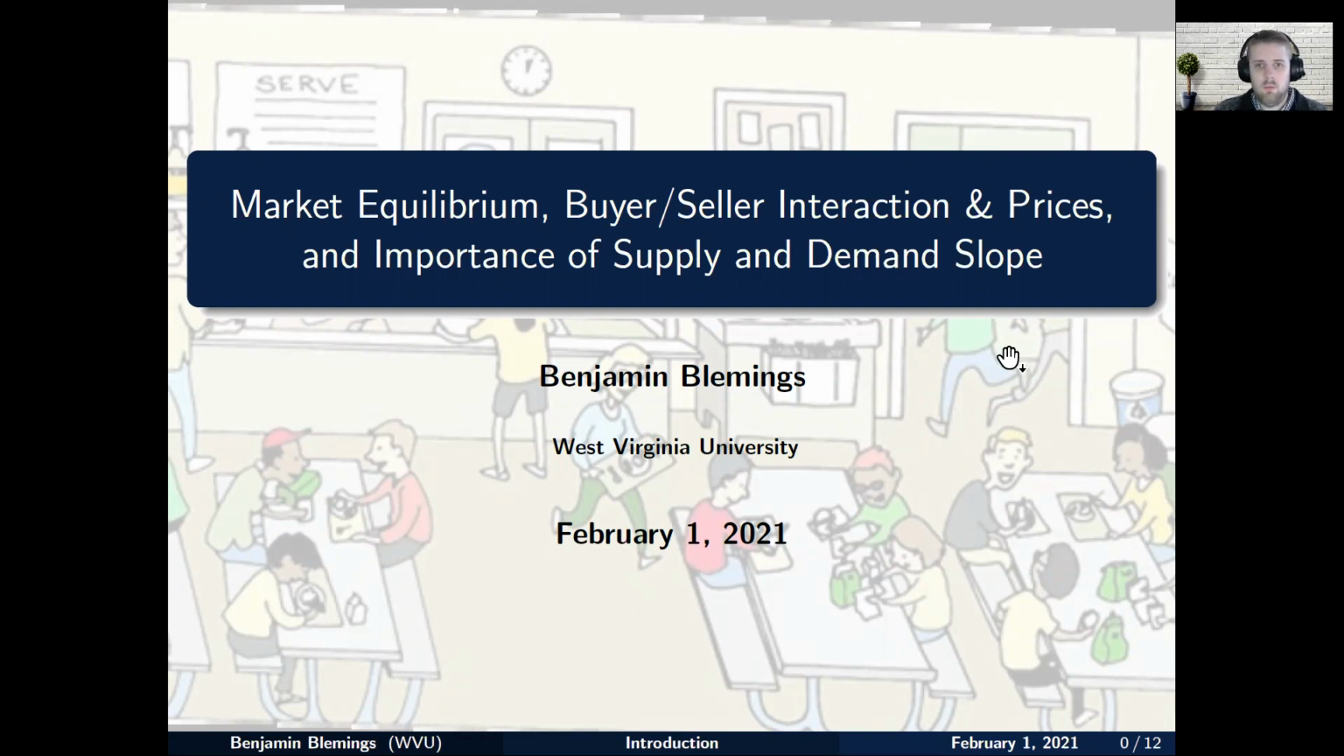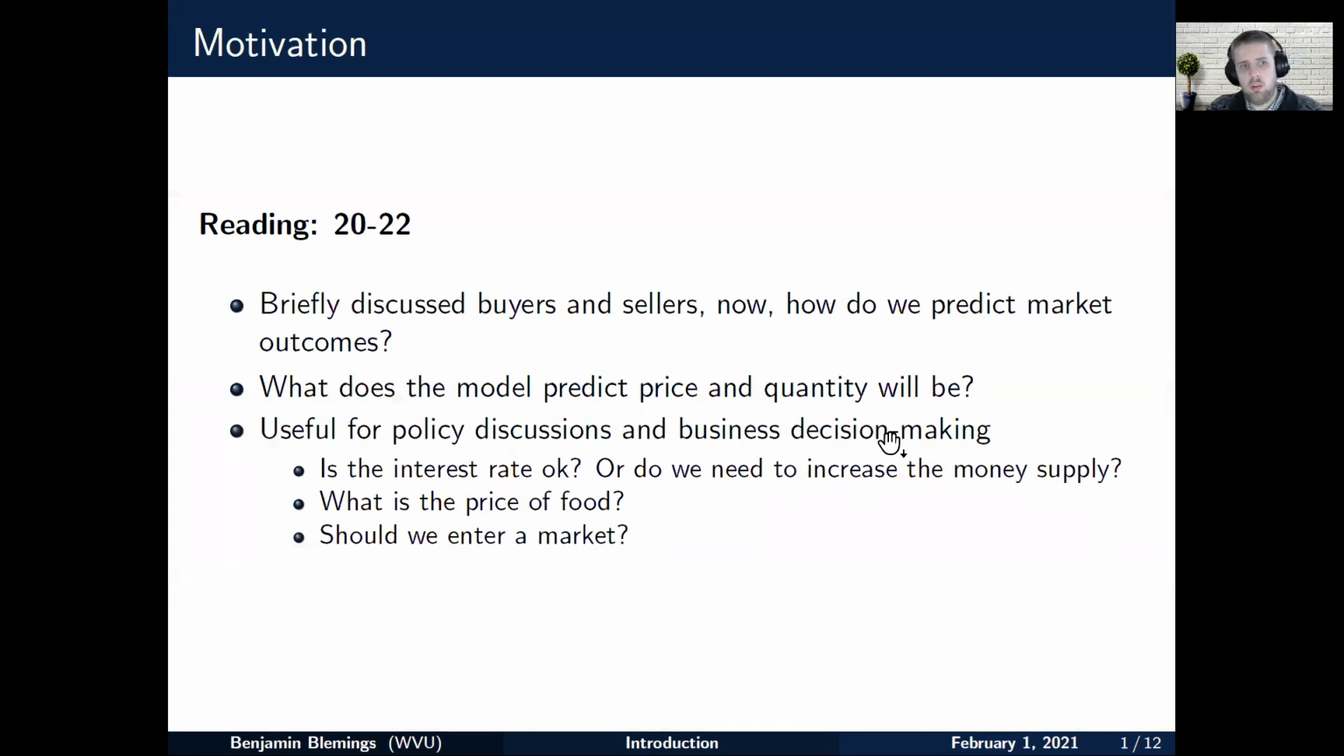So, before this lecture, you should be reading pages 20 to 22 in your book. This is roughly the section that corresponds to equilibrium. So we've briefly discussed buyers, demand, and seller supply. Now we need to know, how do we predict market outcomes? What does the model predict price and quantity will be when we've got buyers and sellers making trades in a market? And so this is really useful for policy discussions and business decision making.